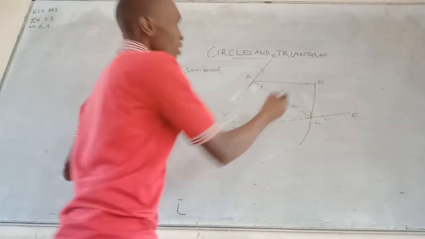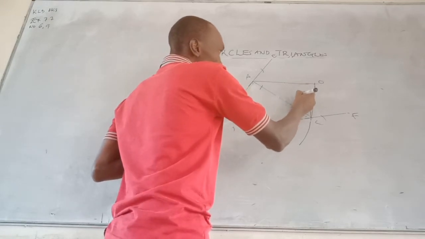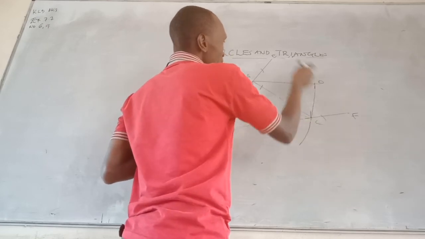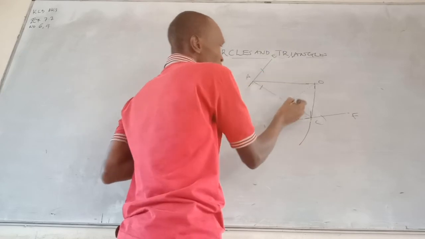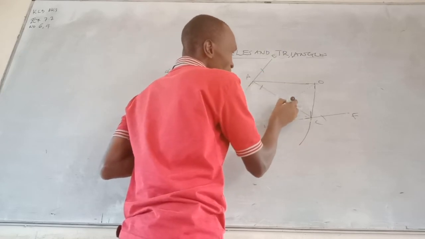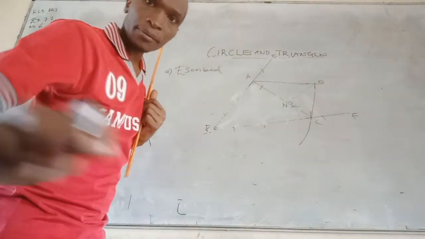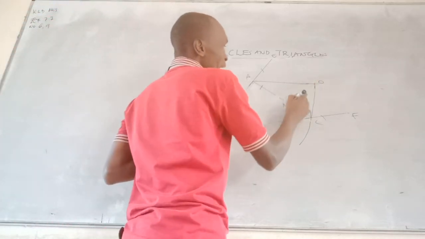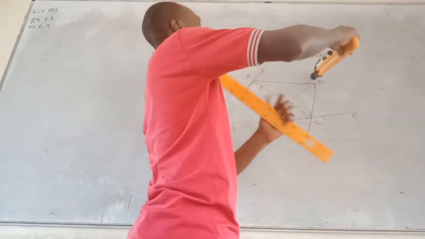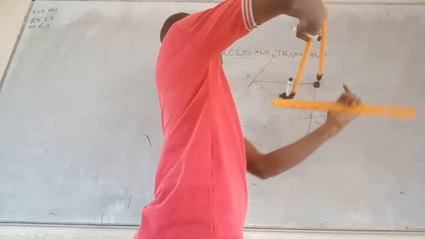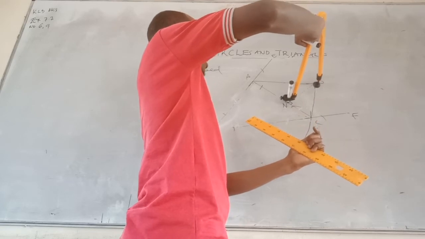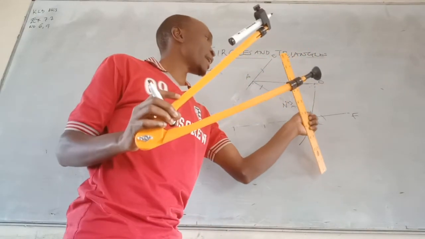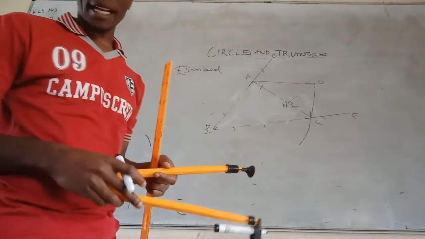Then you drop a perpendicular to line AC, or you can do it to CF or to AE. So this is going to meet at 90, and I name this one as point N. Now, I take ON as the radius, and then I will draw my circle, which is supposed to touch line AC, then touches line AE, and touches line CF, and that is what we call an escribed circle.